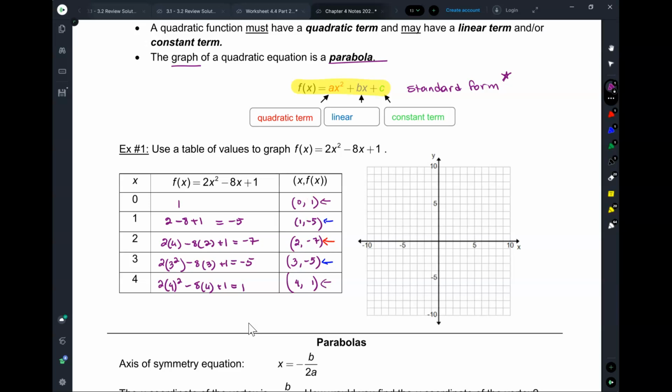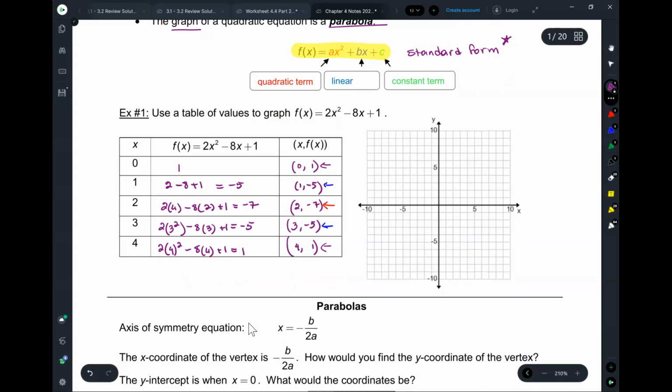So let's go ahead and graph these. 0 comma 1. 1 comma negative 5. 2 comma negative 7. All right. So let's graph this.